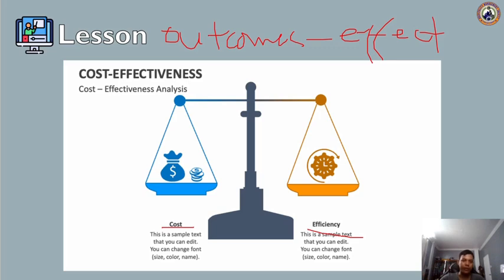If we are not able to monetize the benefits, that's the time that we are going to use cost-effective analysis. CEA is commonly used, for example, in healthcare, where it is difficult to put a value on the outcomes, but where outcomes themselves can be counted and compared. An example of that is the number of lives saved, for example in the medical field or in hospitals.